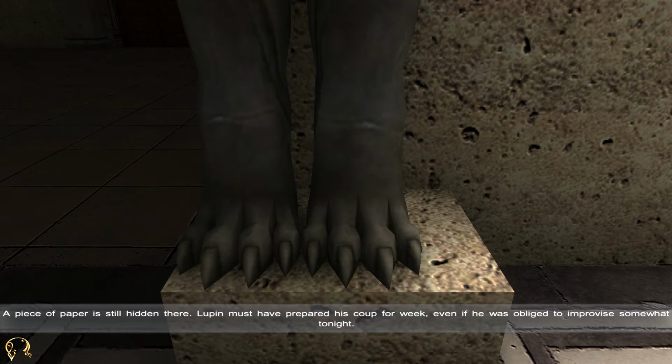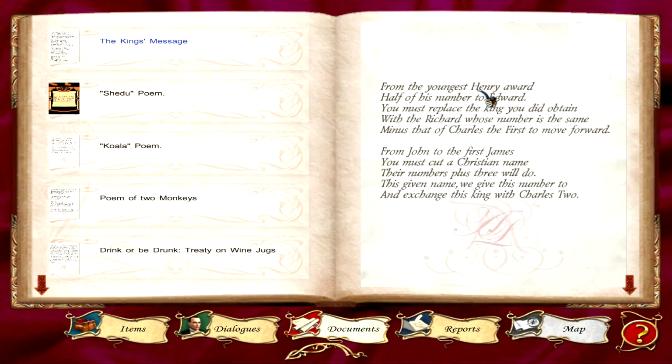Lupin must have prepared his coup for weeks, even if he was obliged to improvise somewhat tonight. From the youngest Henry Award, half of his number to Edward. You must replace the king you did obtain with the Richard whose number is the same, minus that of Charles I to move forward. From John to the first James, you must cut a Christian name. Their numbers plus 3 will do. This given name, we give this number to an exchange this king with Charles II.